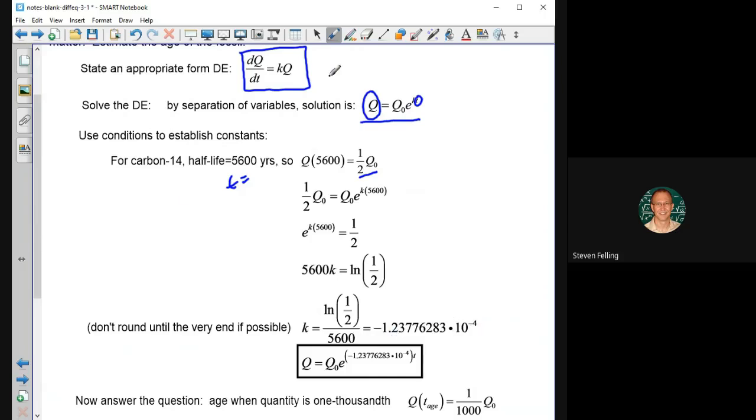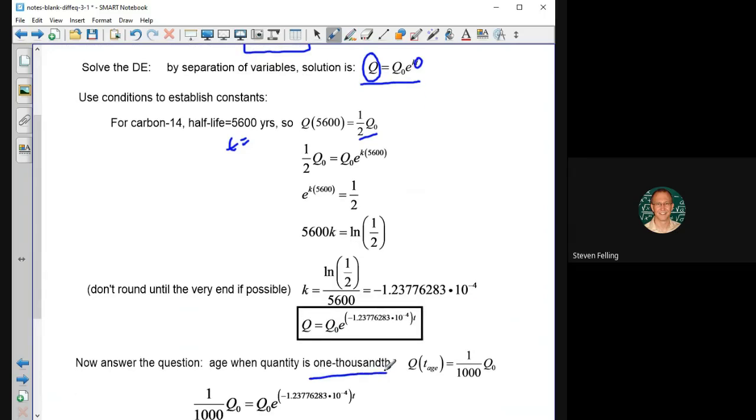And if we're doing a carbon-14 problem, we want to use as much accuracy as possible here because it's very sensitive to this constant. So we can fill that in. And now I have a model that says if I can plug in a percentage of the remaining quantity and divide out the Q0, I can solve for the time. So the question is, if we are down to 1/1000th of the quantity, like in this fossilized bone, then how much time has passed since it died?